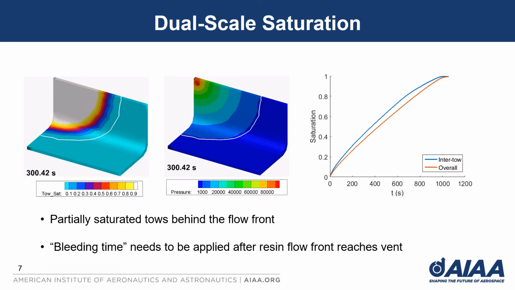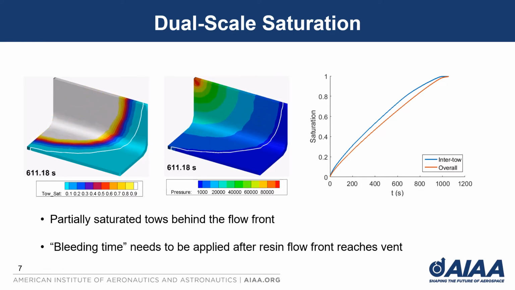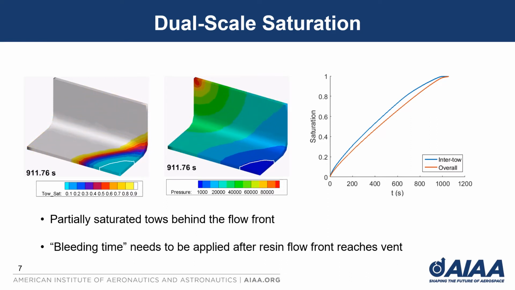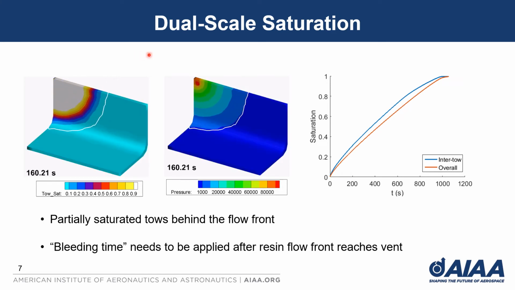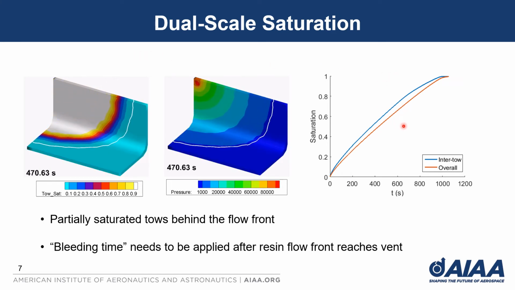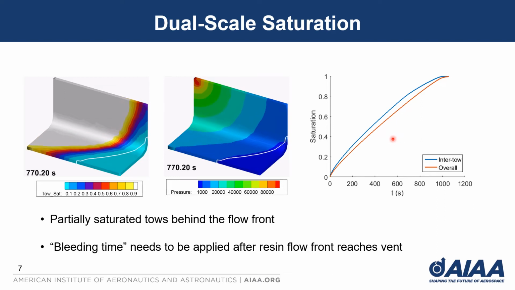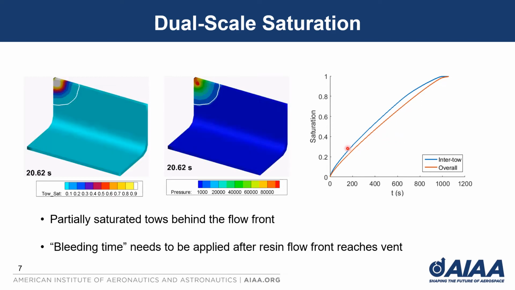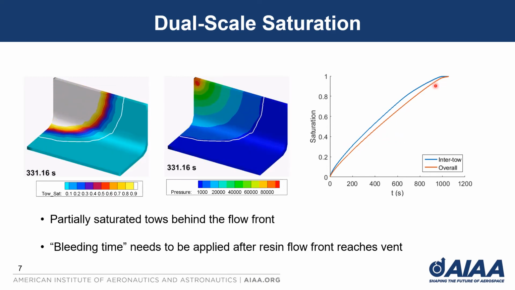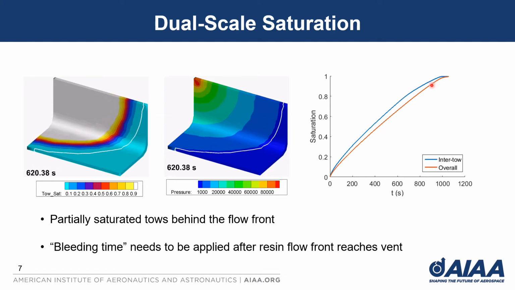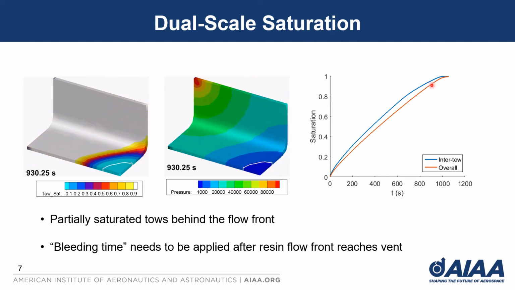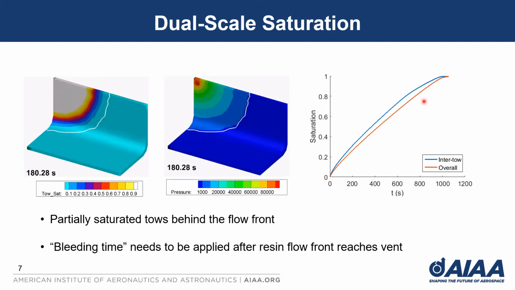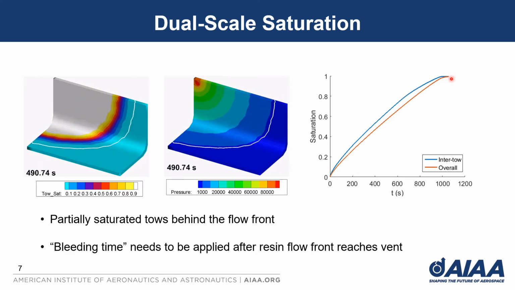We see that the white line is the flow front, and behind the flow front, the tow saturation is below 1. We also see from the right figure that once the intra-tow porosity is fully saturated, which is the blue curve, we still need a bleeding time for the intra-tow porosity to be filled, so that the overall saturation, which is the red curve, becomes 1.